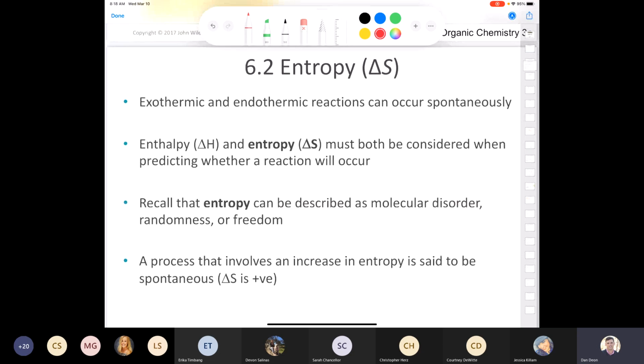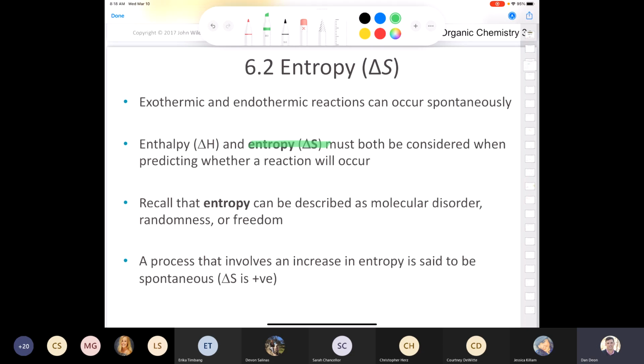It says here that an exothermic and an endothermic reaction can both occur spontaneously. Generally speaking, more exothermic reactions are spontaneous than endothermic reactions. However, enthalpy is not the ultimate deciding factor as to whether a reaction is going to be spontaneous or not. It's actually entropy that is the deciding factor.